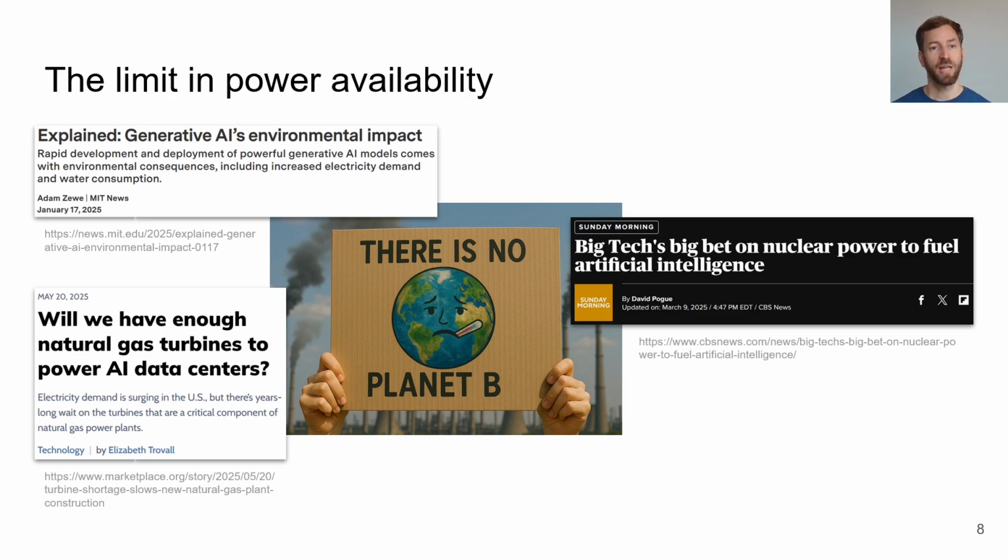So recently, big tech announced that they want to reactivate nuclear power plants, and they're even planning to build new ones. And quite surprisingly, currently there's a shortage on natural gas turbines because big tech is building gas power plants next to their data centers. This is quite a motivation to reduce the power consumption. And the most effective way to do that is low precision data types.